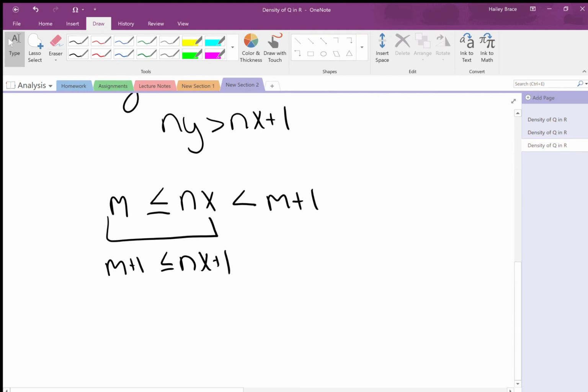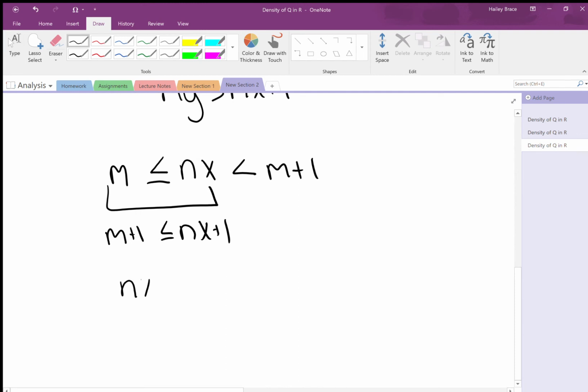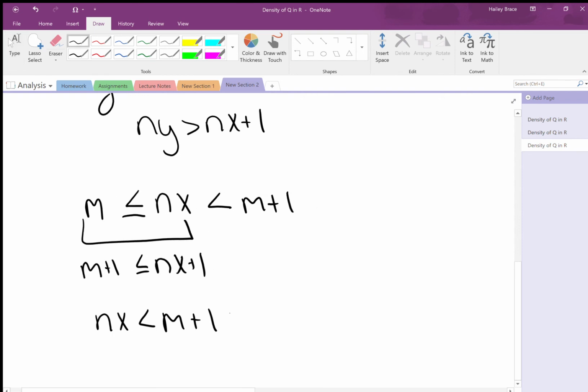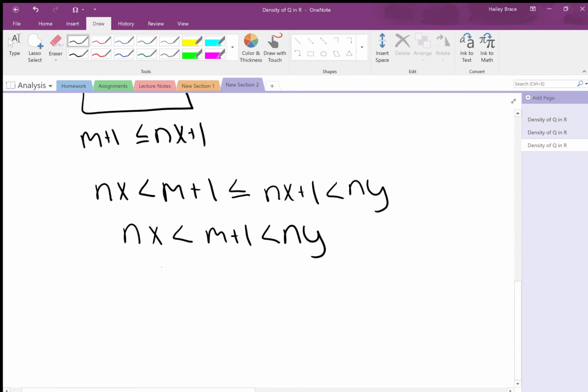And now putting this together with what we had earlier, we can write that nx is less than m plus 1. And it's also going to be greater than or equal to nx plus 1, which is less than ny. We can rewrite this as nx is less than m plus 1 is less than ny. Divide through by n. x is less than m plus 1 over n is less than y.